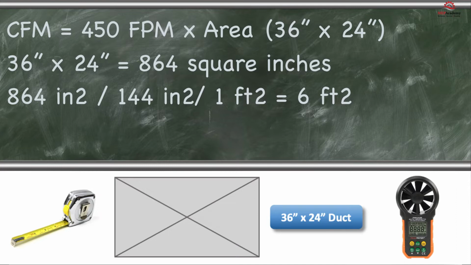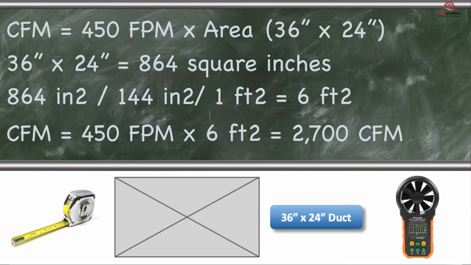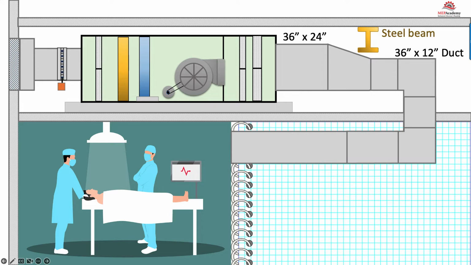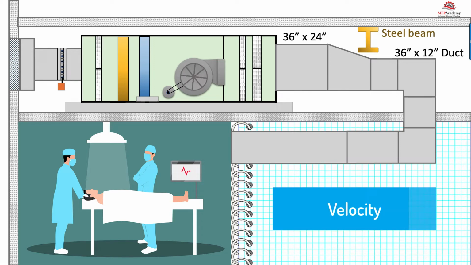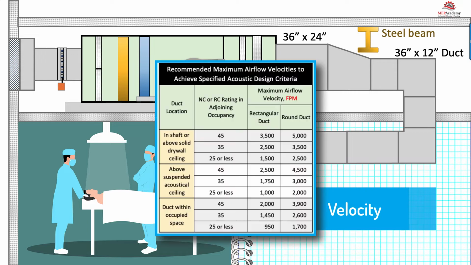Now we can enter the total square feet into our formula. CFM equals 450 feet per minute times 6 square feet equals 2,700 CFM. Now we can use another version of this formula to calculate for velocity when the CFM and area are known. Solving for velocity.